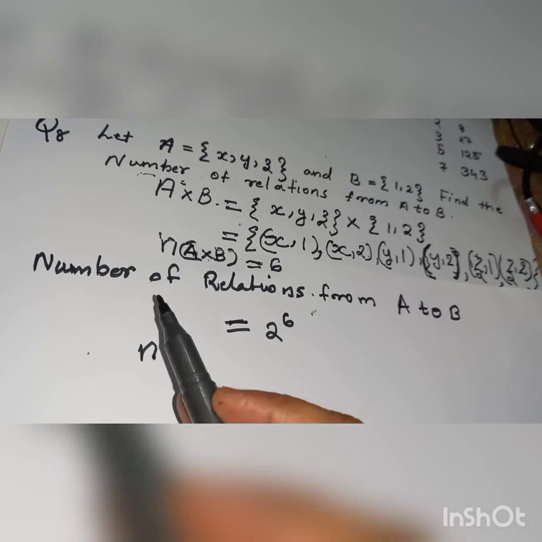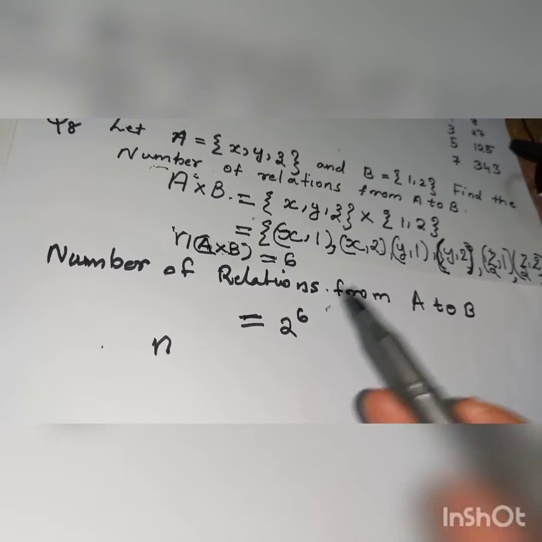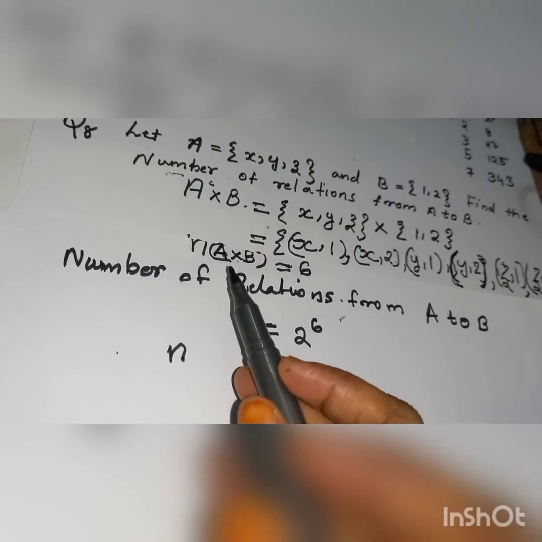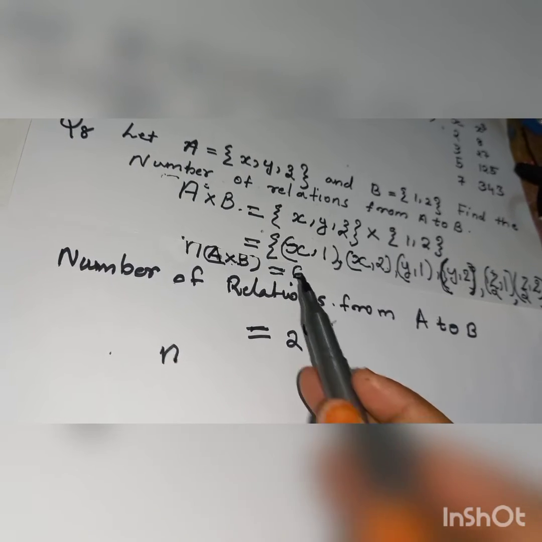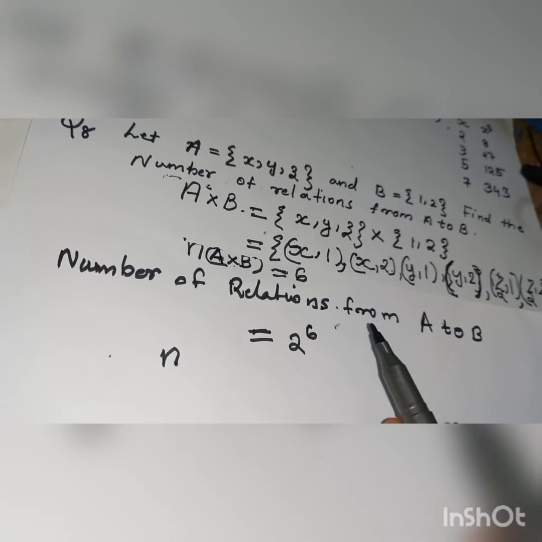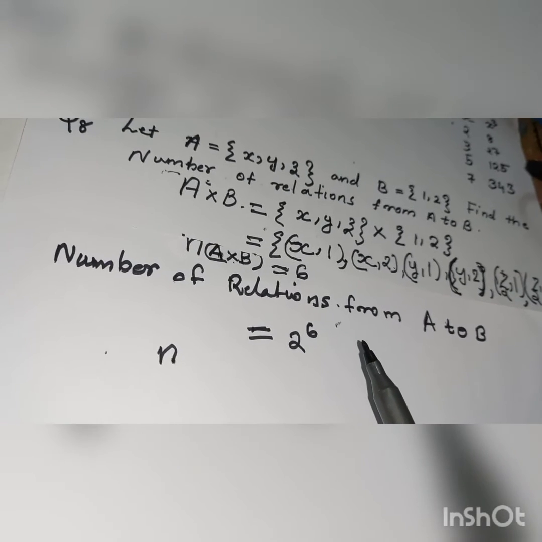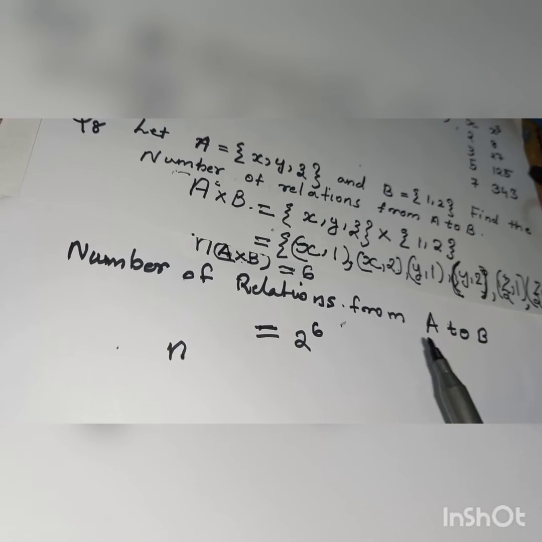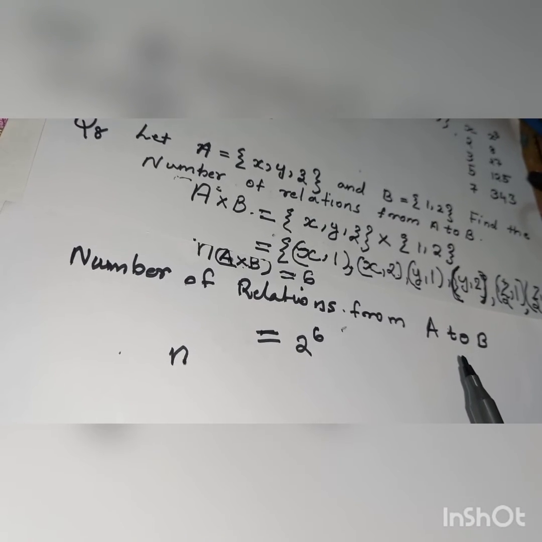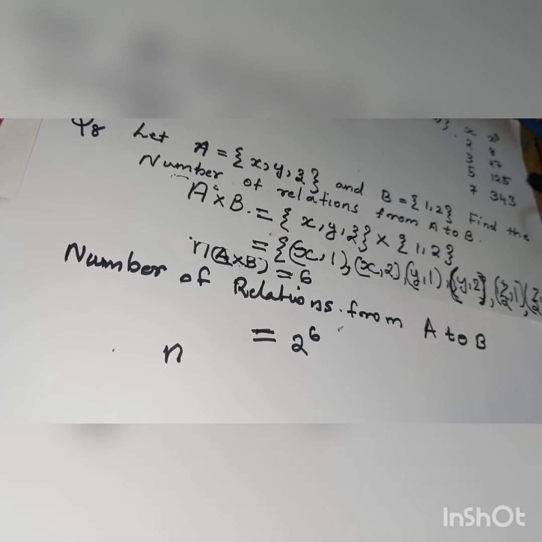Is it clear for you? The number of relations from A to B is equal to 2 to the power 6. How did you get 6? The number of elements in A cross B is equal to 6. So the number of relations from A to B is equal to 2 to the power 6. Or we can say a relation is also a subset of A cross B. Isn't it? We can say it that way also. Is it clear for you?